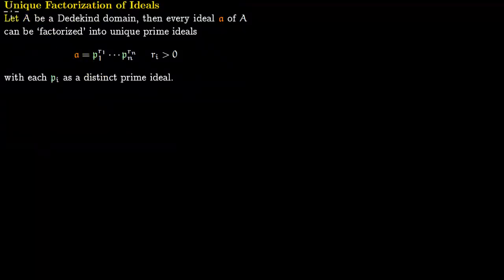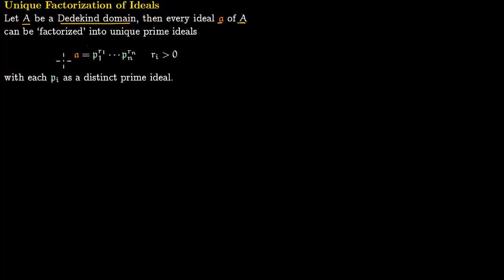So the first major result we want to prove about Dedekind domains is unique factorization of ideals. Let A be a Dedekind domain, then every ideal a in A can be factorized uniquely into prime ideals like this. So you can write a as P1^r1 multiplied by P2^r2, all the way to Pn^rn, where each of these exponents is greater than 0 and each of these Pi is a distinct prime ideal.